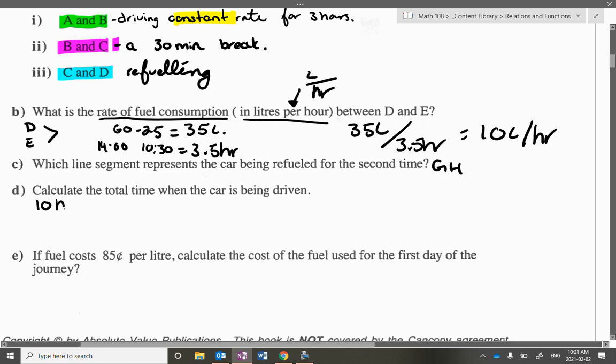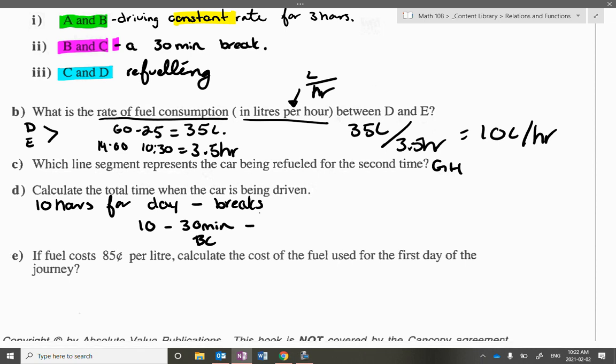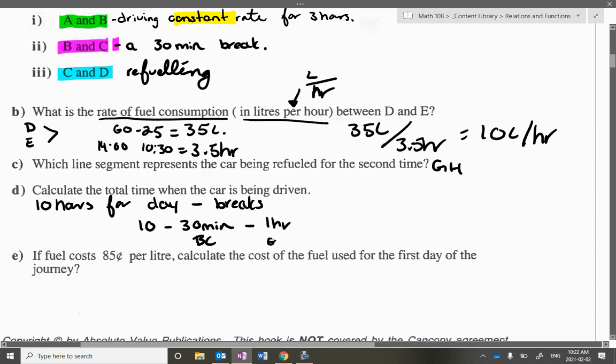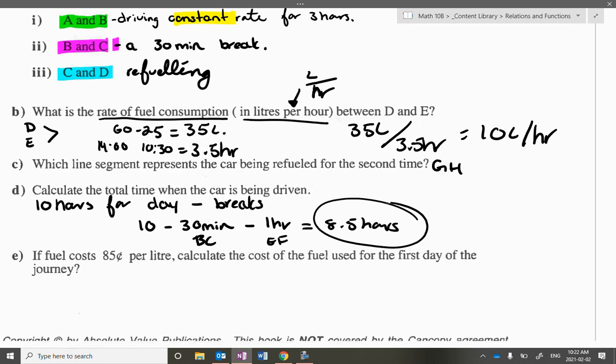But they took breaks. How many breaks did they take? So their first break was for 30 minutes from B to C. And then their second break is an hour, from E to F. So that gives us 8.5 hours of driving. You guys can calculate this in a lot of different ways. If you just want to read your graph, I wouldn't mark on these questions what work you're showing.